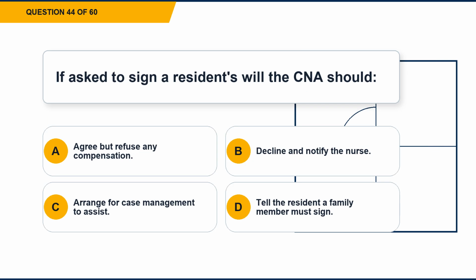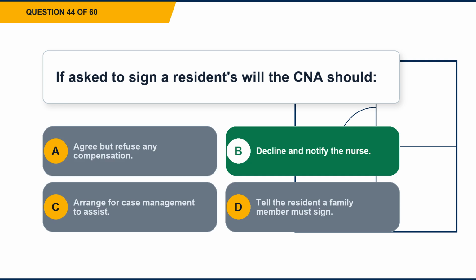Question 44. If asked to sign a residence will, the CNA should: Option A. Agree but refuse any compensation. Option B. Decline and notify the nurse. Option C. Arrange for case management to assist. Option D. Tell the resident a family member must sign.